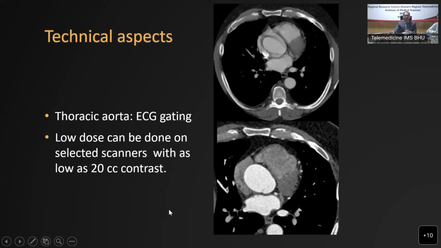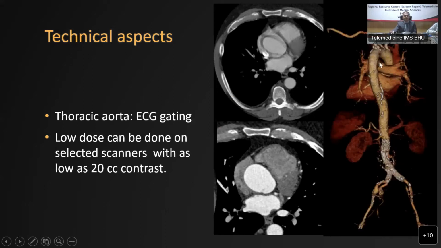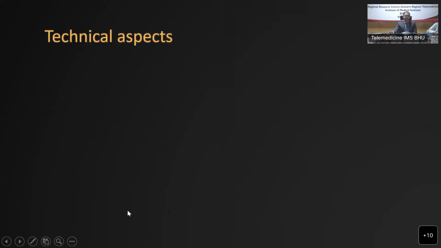dissection flap. If you have a second or third generation dual source scanner, you can also use as little as 20 cc contrast and do the whole chest, abdomen, pelvis CTA, like in this case.